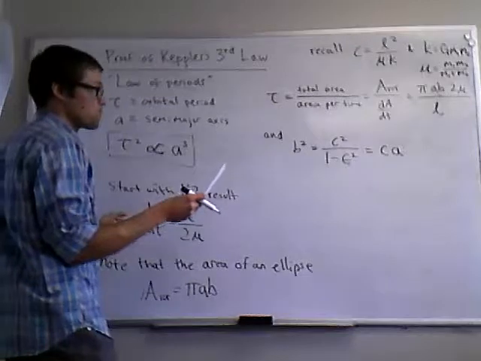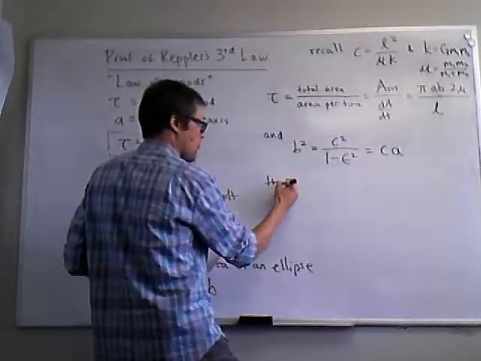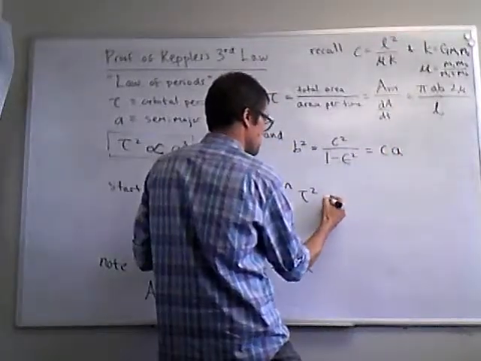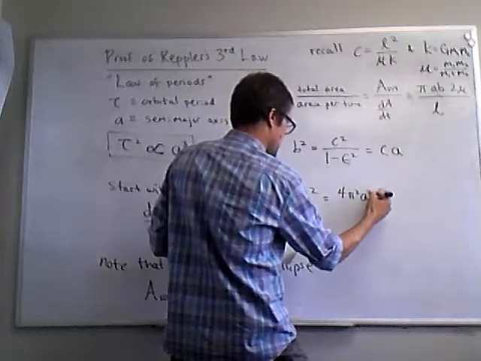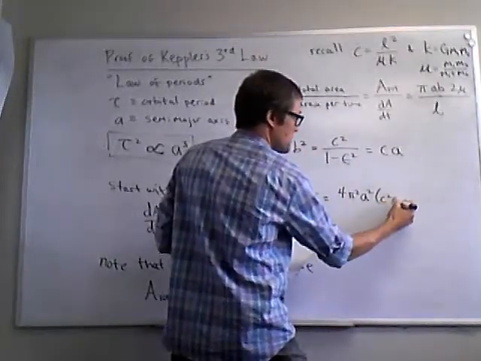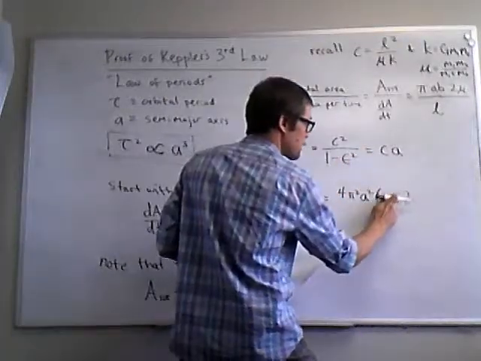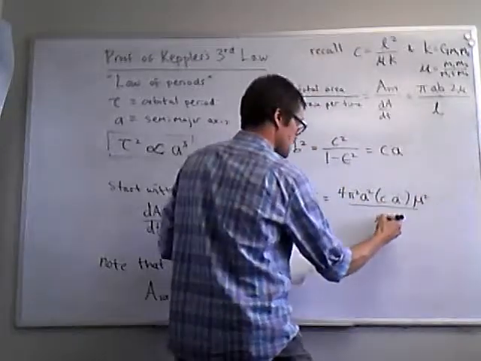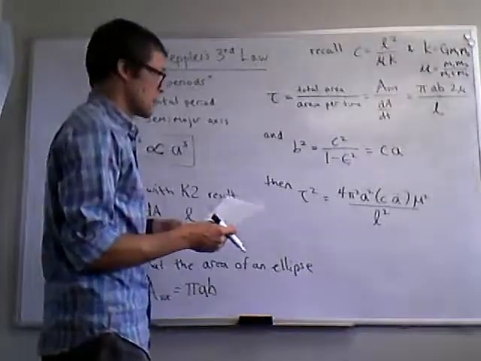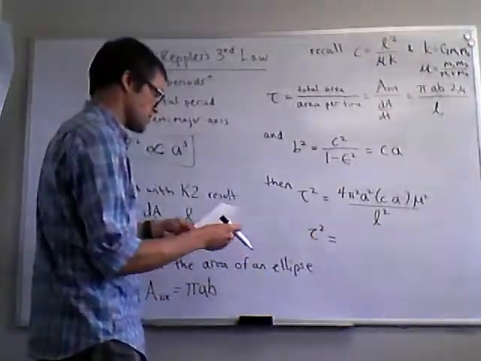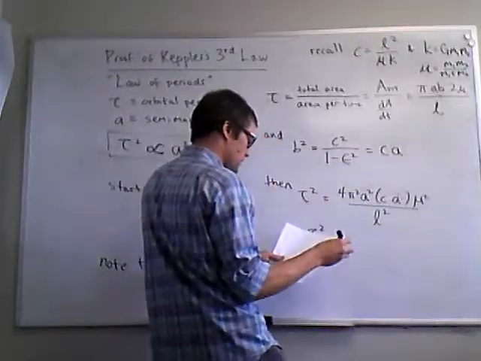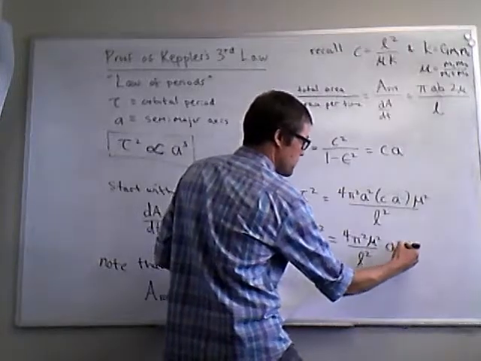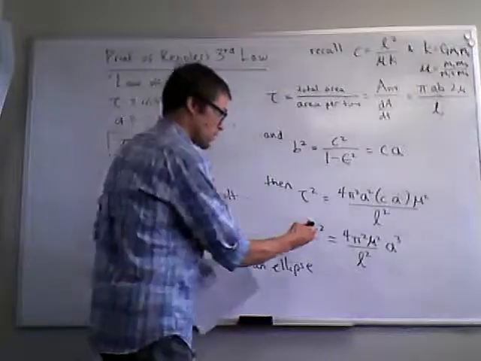So then what's tau squared, right? This isn't yet Kepler's third law, it's about tau squared. So tau squared, if we take this thing and square it, is just going to be equal to 4 pi squared a squared. And now the b squared I'm going to replace with c a, right? b squared is equal to c a, so we'll replace that with a c a. And it's multiplied by mu squared and divided by L squared. Alright, so we're just plugging and chugging here. This is showing that tau squared is proportional to a cubed. So I guess we could stop there.